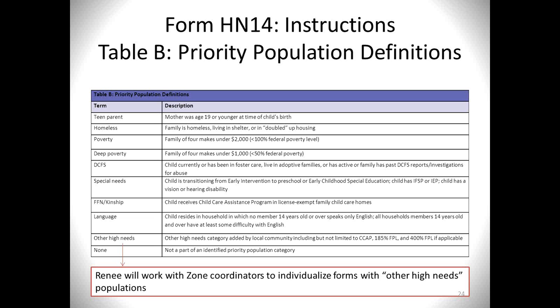On page 2 of this form, we inserted the terms from the table heading and a description to make each of these terms more clear. So you'll see teen parent, which showed up in the table on the previous page, has a description of the mother being age 19 or younger at the time of the child's birth. So the term here and the description correspond. Where it says other high needs, we'll work with you to individualize this form to include other high needs populations of interest, such as CCAP or extreme poverty, if that's what your zone is working to address.